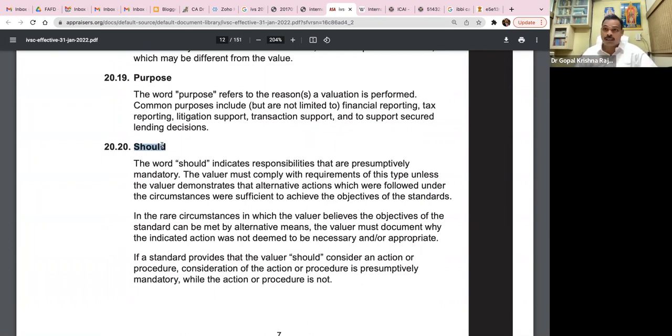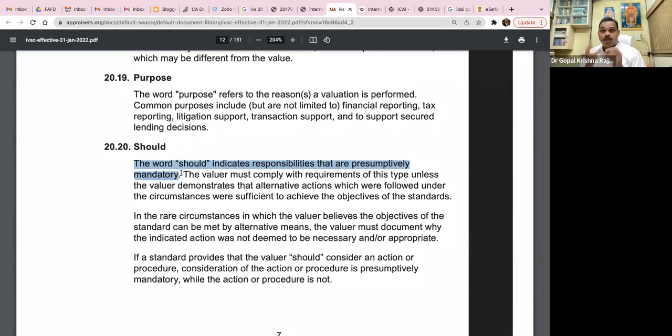Should means alternative actions may be followed. You have to follow. This is mandatory. Should means mandatory. Now, if you ask any married man whether it is wife or mother, to whose words you will give more weightage, it is always difficult. So therefore I always say, is it must or should? I will connect this must with what wife says, should with what ma says.